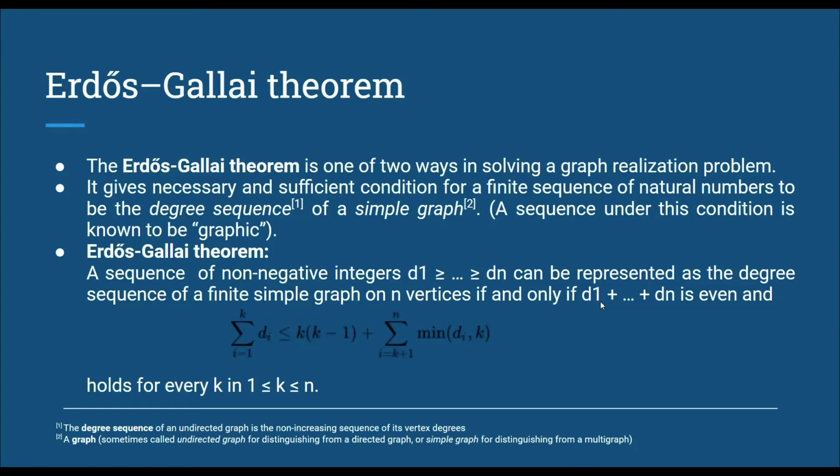Erdos-Gallai theorem: a sequence of non-negative integers d1 greater than or equal to ... greater than or equal to dn can be represented as the degree sequence of a finite simple graph on n vertices if the following two conditions hold. 1, the sum of the di is even, and 2, the formula below holds for every k where k is greater than or equal to 1 but less than or equal to n.